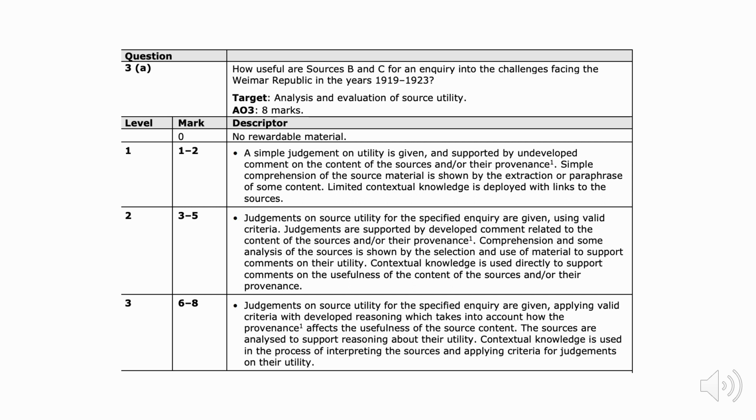All right. If you don't use contextual knowledge, then you cannot get into the top band. Same thing as well, if you're not considering the provenance, you're not going to be able to get into the top band. Okay, so you need to follow the structure to the T, or else you are going to be capped. Even if your answer is great, you're going to be struggling to get up to a 6 out of 8. Okay, it's not really going to happen.